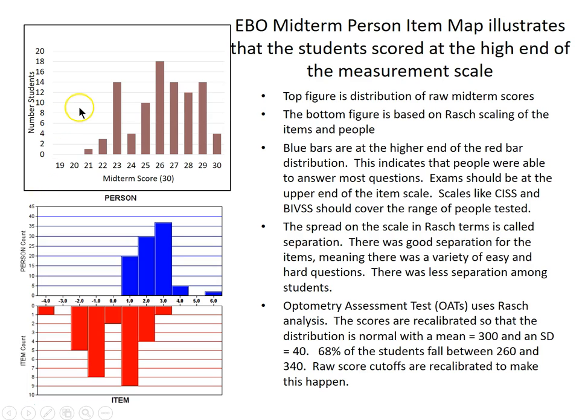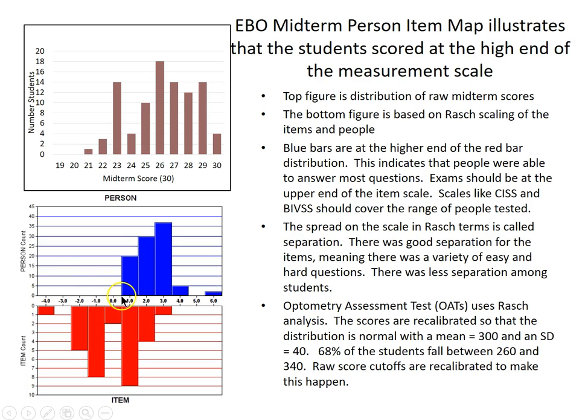So here, this is the distribution of scores in the class. The lowest score was 21, the highest score was 30 out of 30. And this graph down below shows the distribution of Rasch scores, and on the same identical scale, the distribution of the item analysis. Now, generally speaking, if you're doing a BIVS or a CISS, you would want these two types, you would want the items to completely overlap the people.